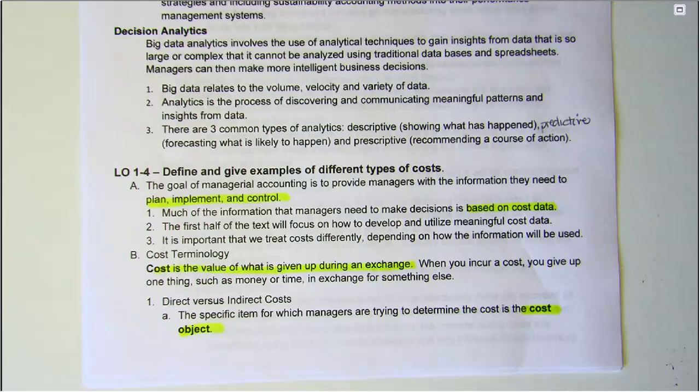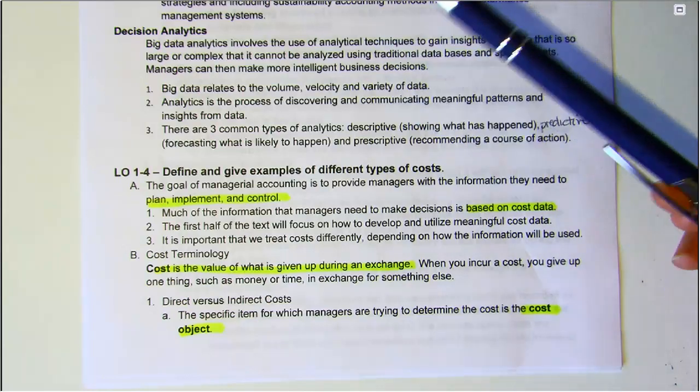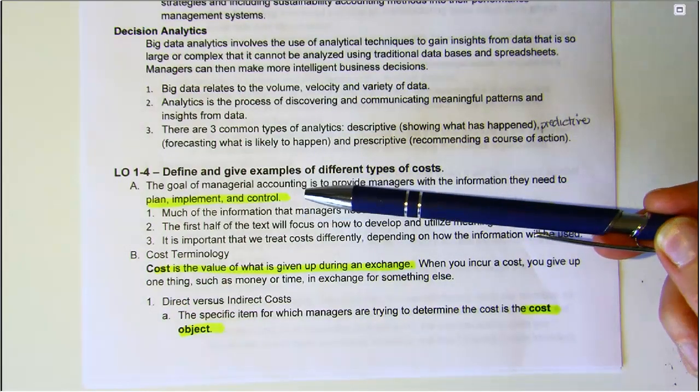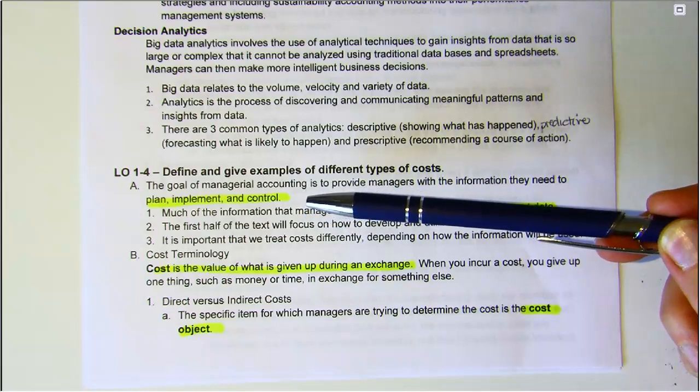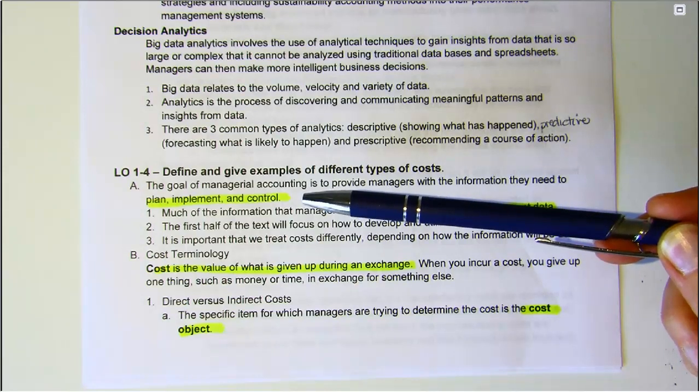Now, there's a lot of different labels or categories that we're going to be talking about. The first category is direct costs versus indirect costs. And whether a cost is direct or indirect depends on the cost object. In other words, what you're trying to determine the cost of. For example, if we're talking about the direct costs of making this pen, it would be the ink, the barrel, the labor involved, and those would all be direct costs.